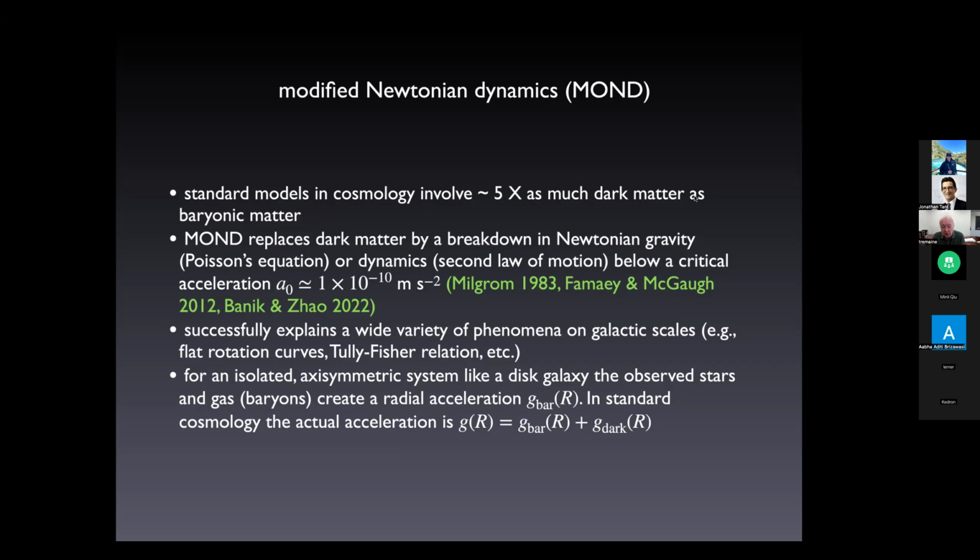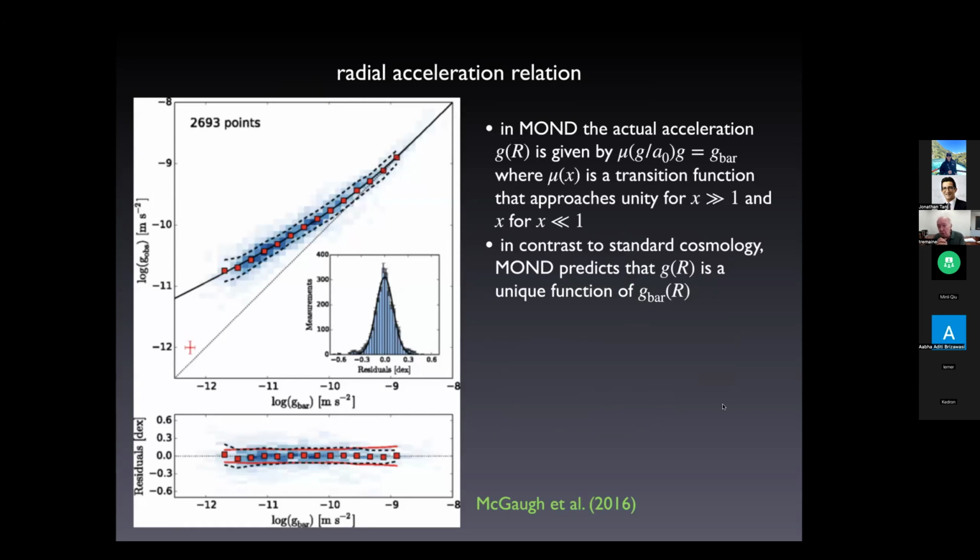MOND has been remarkably successful at explaining a wide variety of phenomena on galactic scales, which I'll say a little more about in the next slides. The way to think about MOND is that, first of all, in standard dark matter for an axisymmetric system like a disk galaxy, the observed stars and gas give you a real acceleration, which I've written as g_bar for baryonic. In standard cosmology, the actual acceleration that you measure, say, with a galaxy rotation curve, is the baryonic acceleration plus the acceleration due to the dark matter. In contrast, in MOND, there is no dark matter.